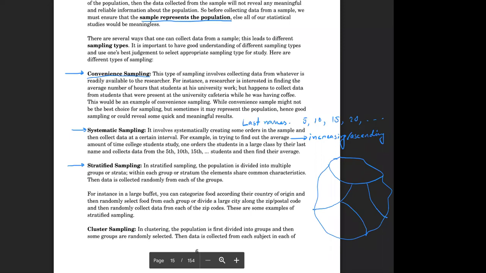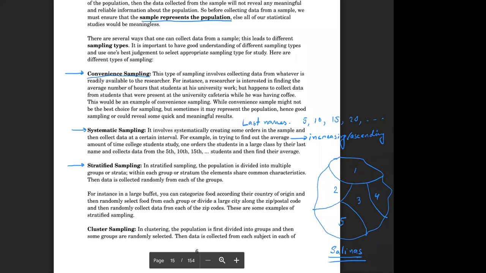So I took the city of Salinas. Let's say this is Salinas. Of course, this is not the map of Salinas. And then these are the individual zip codes: 1, 2, 3, 4, 5. There are 5 zip codes. And then you randomly select, let's say, 100 people from each of these zip codes. That would be an example of stratified sampling.